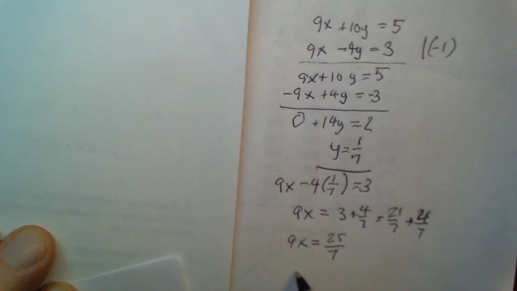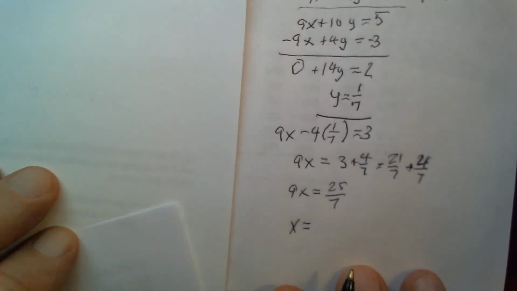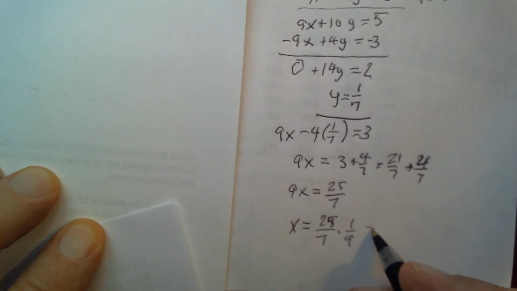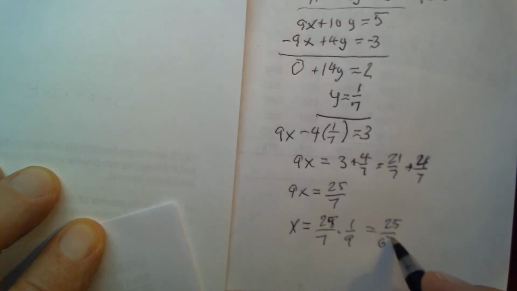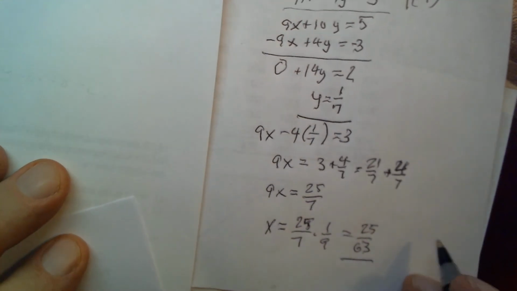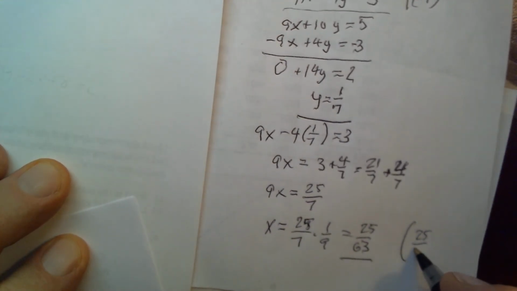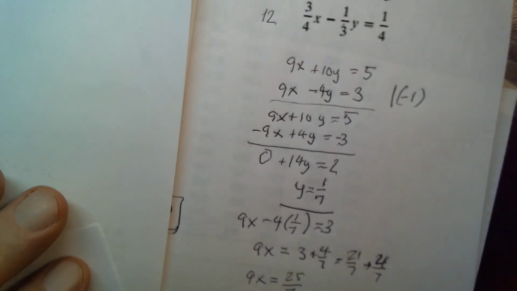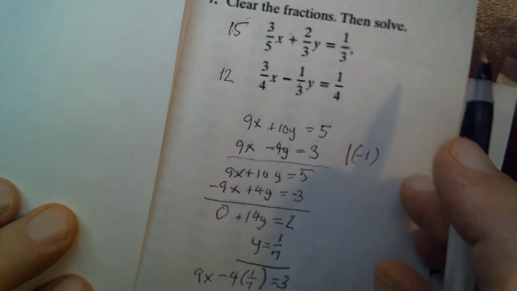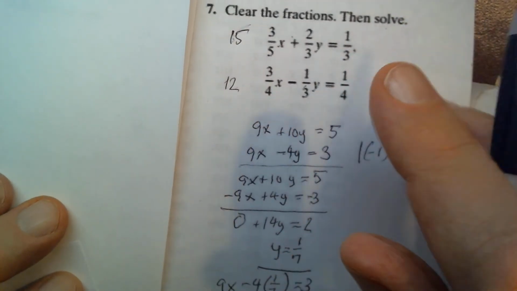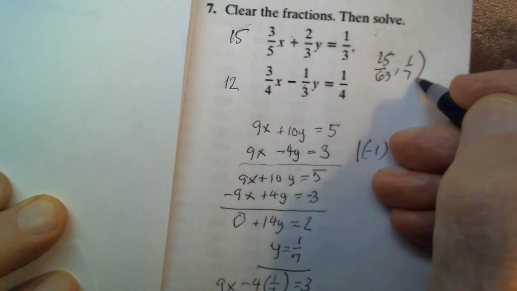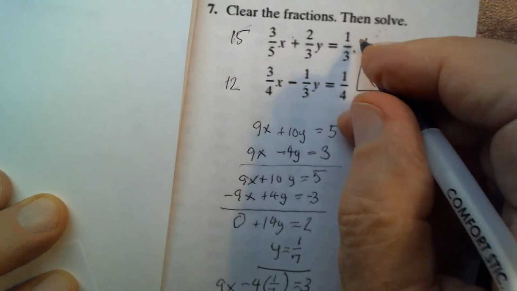So now we divide both sides by 9. So x is equal to 25 divided by 7, divided by 9, or 25 divided by 63. So then the ordered pair, 25 divided by 63, comma 1 seventh, is the solution set of the given system of equations that we have here. So let me write it next to the given system of equations: 25 divided by 63, comma 1 seventh. So this ordered pair is the solution of the system of equations.